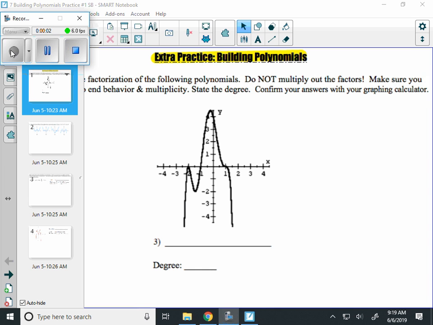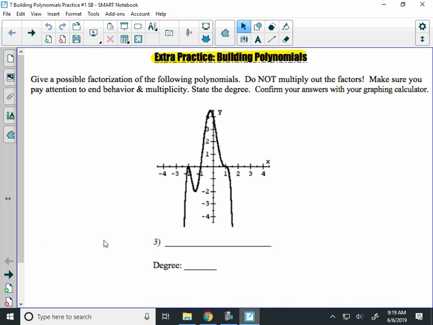This is extra practice number 1 of building polynomial functions. So I have number 3 here to start. We're going to give a possible factorization or factored form of the polynomial and state what we think the degree is. All right, so we start with the roots.